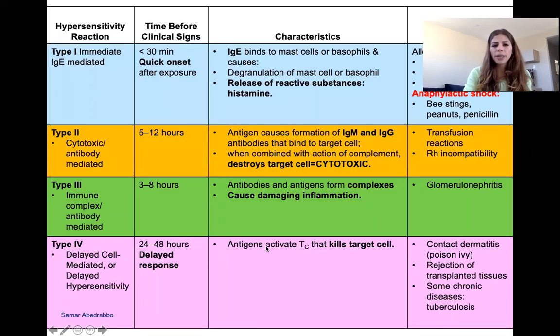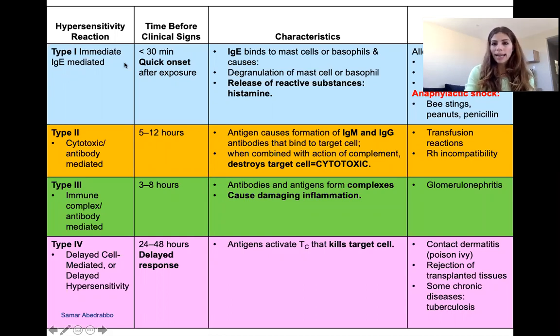I'm going to keep referring to this table. I made this table for you that has a summary of each of the hypersensitivities, and I think it'll make more sense when we go over each one. But right now we're going to focus on type 1 hypersensitivity, and I'm going to go over it in detail. Type 1 hypersensitivity has an immediate response.